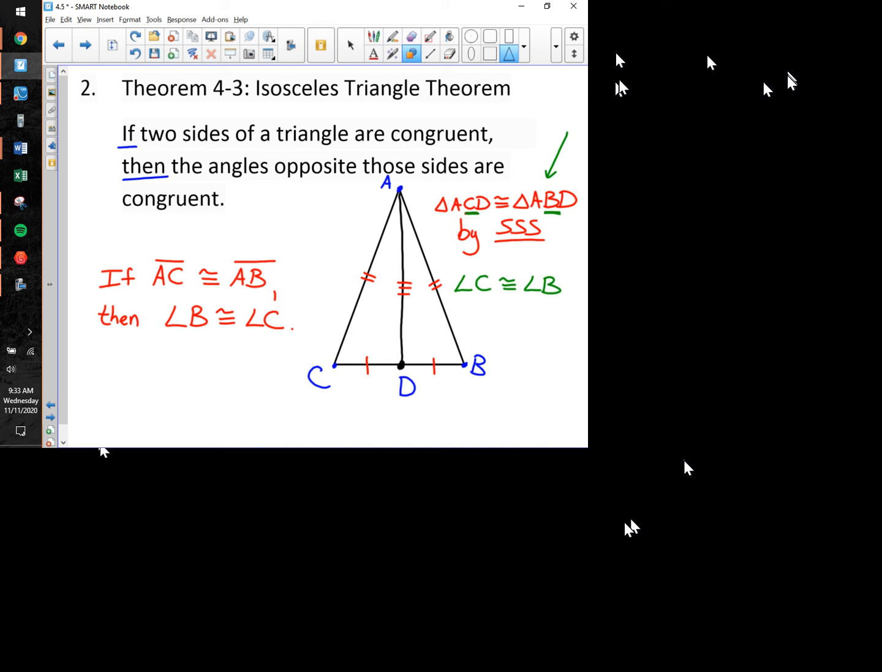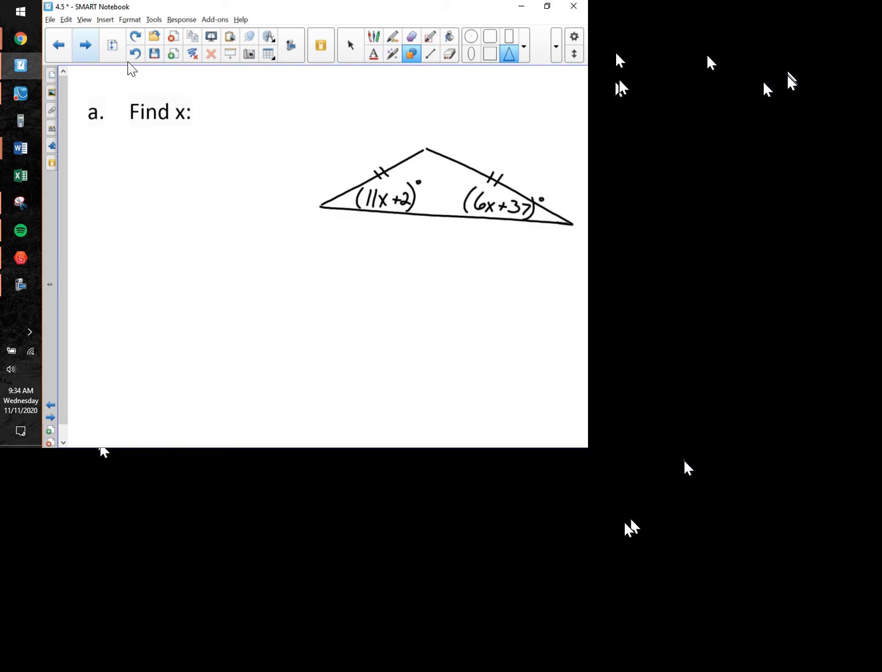You can look at that diagram and go, yeah, I get it. You cut that triangle perfectly in half and there's symmetry now. You could fold this thing over line segment AD and angle B and angle C would match up, and sure enough, they would be congruent. So let's look at an example here.